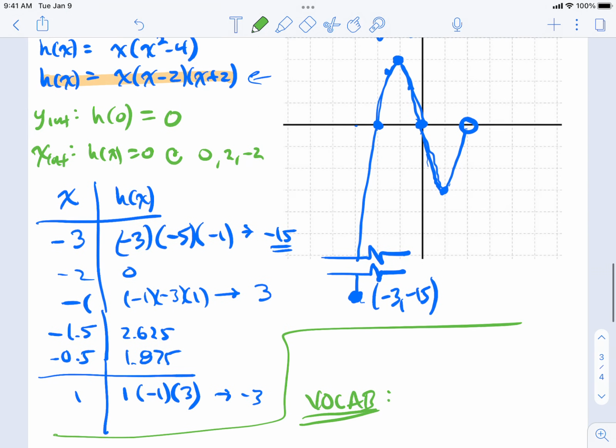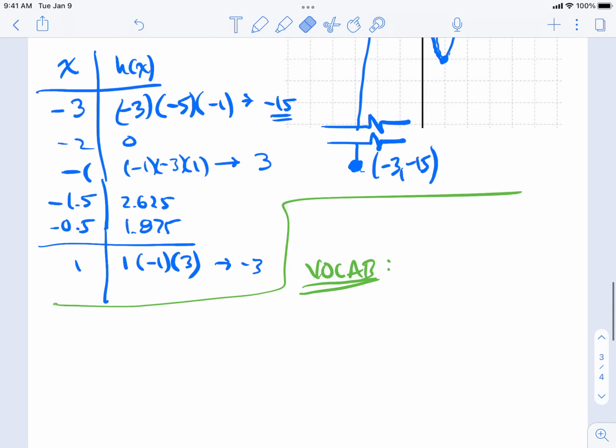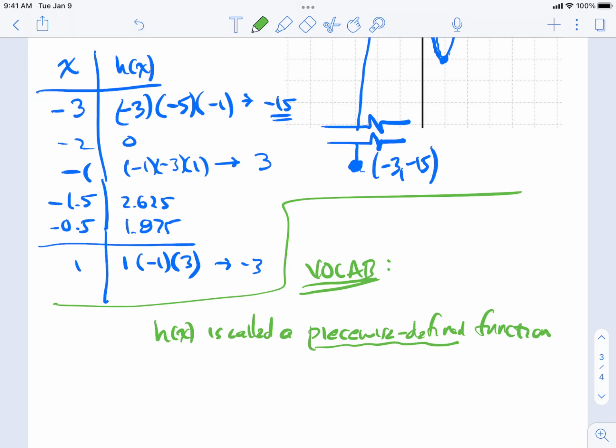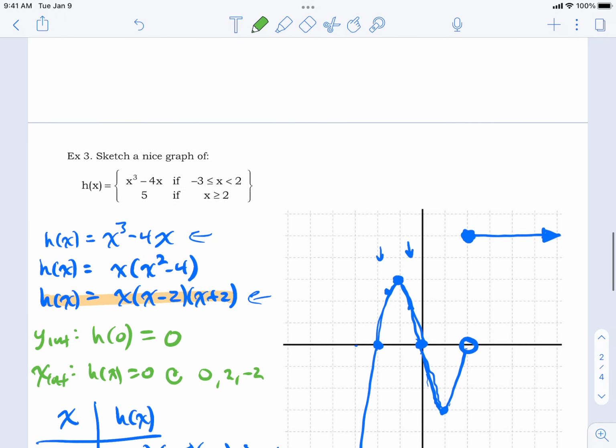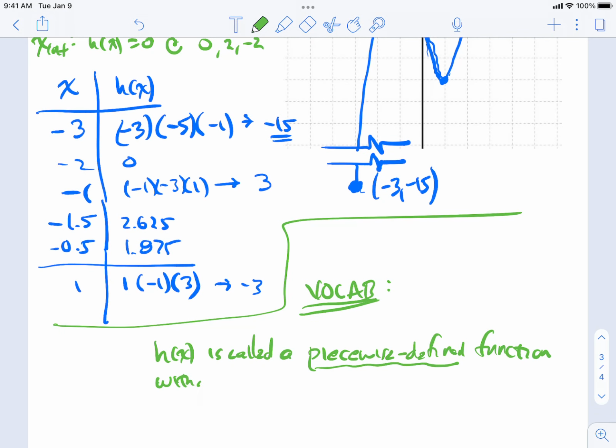First thing I'm going to say is we got a name for this weird function that was defined in 2 pieces. What we call that is, h of x is called a piecewise defined function. That happens. Sometimes functions are defined in more than one piece. It's a piecewise defined function, and here's another good word for you.